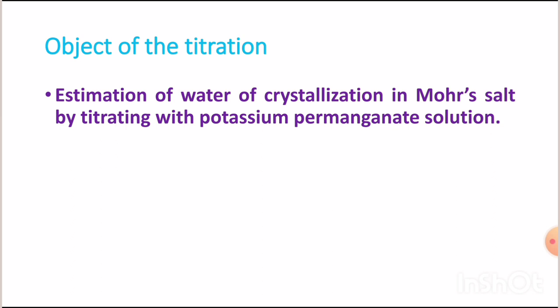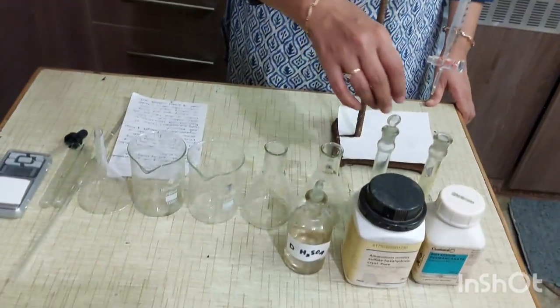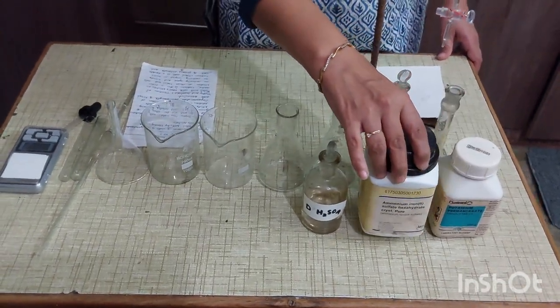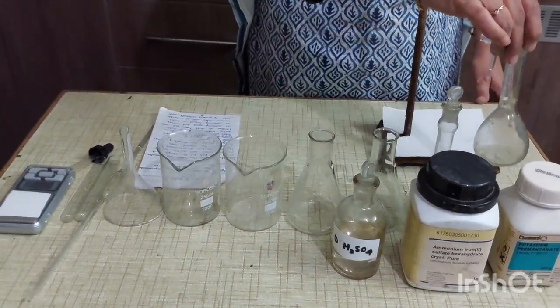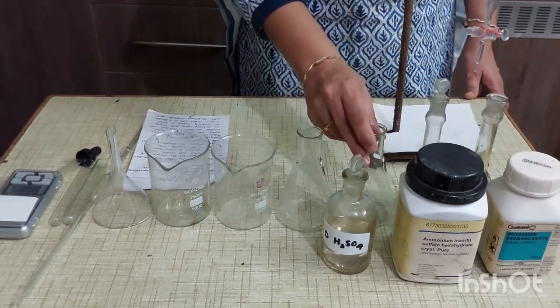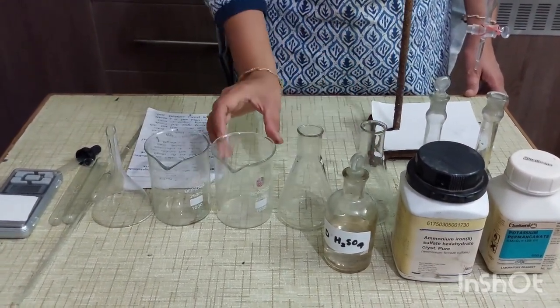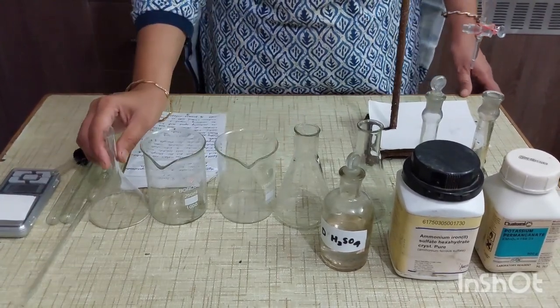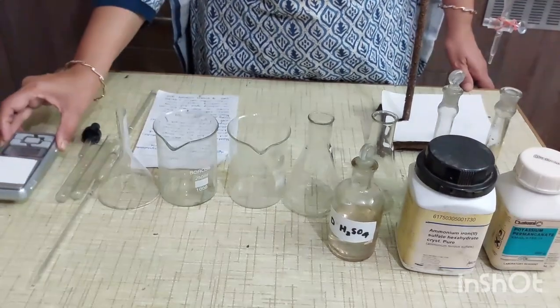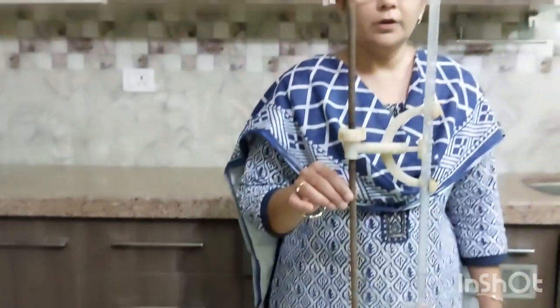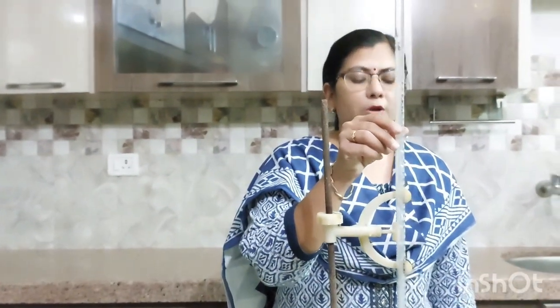Object of the titration, that is estimation of water of crystallization in Mohr salt by titrating with potassium permanganate solution. For this practical, chemicals and apparatus are required, that is KMnO4, ferrous ammonium sulfate, dilute sulfuric acid. Apparatus are 100 ml measuring flask, 150 ml conical flask, 250 ml beaker, funnel, 10 ml pipette, test tubes, dropper, digital weighing machine, burette stand, burette clamp and 50 ml burette.